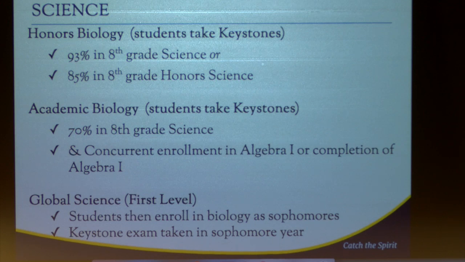And the primary difference for academic versus global science is their math grade. Students who are going to be entering into concepts of algebra probably are going to enroll in global science. And if they're in academic algebra or accelerated algebra, they can take academic biology.